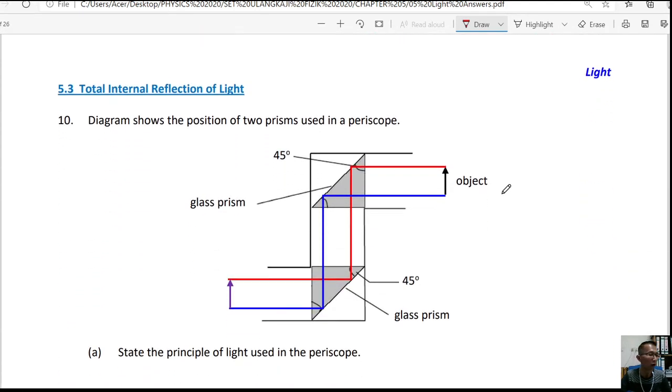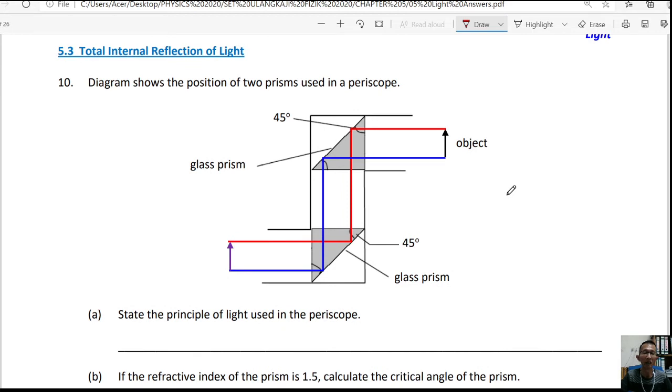Okay, so we go to the next one. In this diagram we are using a periscope. In this periscope we are using a glass prism. So here's the object. I just draw the light in red and then another one in blue.